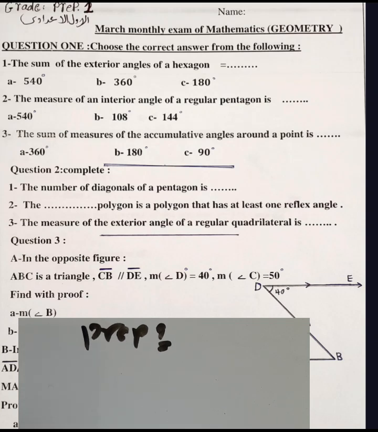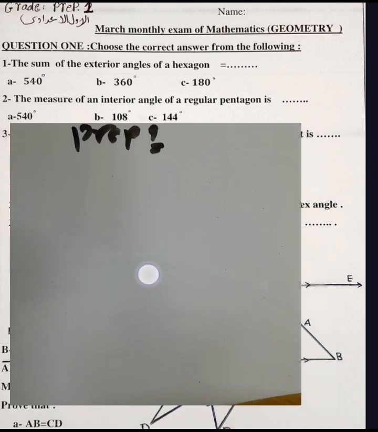We will solve the March monthly exam of mathematics, geometry. Question 1: show the correct answer. The sum of exterior angles of a hexagon equals what? We want to find the sum of exterior angles of a hexagon.